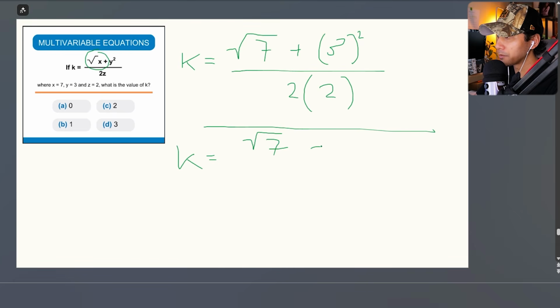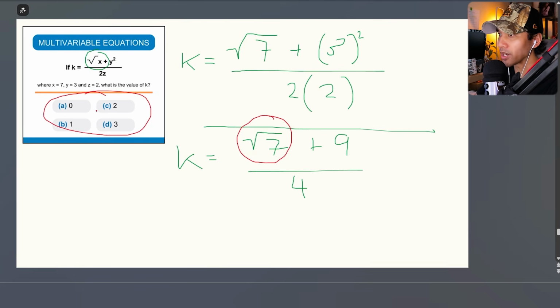That's ugly. Plus, okay, what is 3 squared? What is 3 times 3? That's 9, okay? Over 2 times 2 is 4. Now, why'd they do that? Why did the Ultimate Electrician's Guide give us this? That's ugly. I don't think anyone would be able to solve that really quick. And also, it's not part of the answer choices. It's really not. Square root of 7.